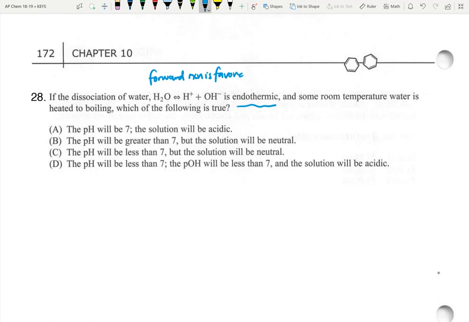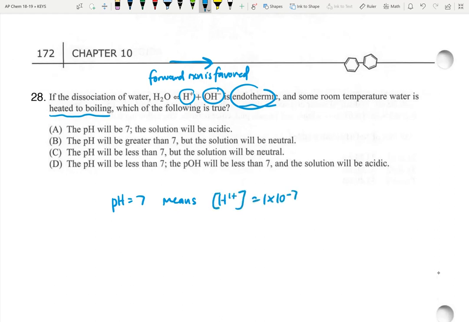So what? If we increase the temperature, we're going to get more of these, we're going to get more of these, and we're going to get more of both, really, right? The forward reaction is favored because this is endothermic and we're raising the temp. Okay, so let's look at our choices. Which of these will be true? Letter A, the pH will be 7 and the solution will be acidic. Now, wait a second. pH 7 means that the hydrogen ion concentration is 1 times 10 to the negative 7. That's the case at 25 Celsius.